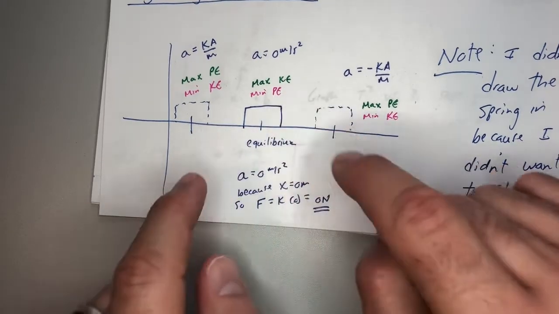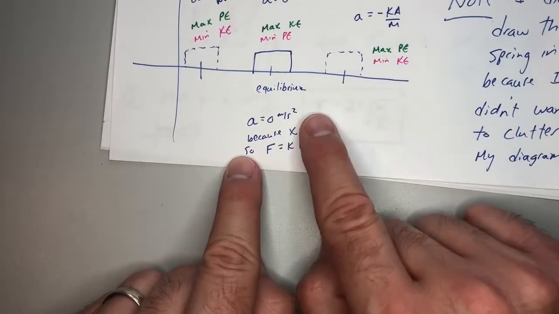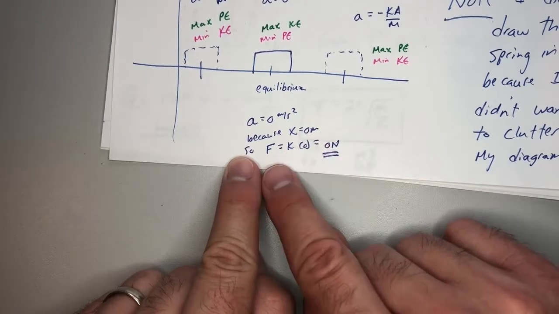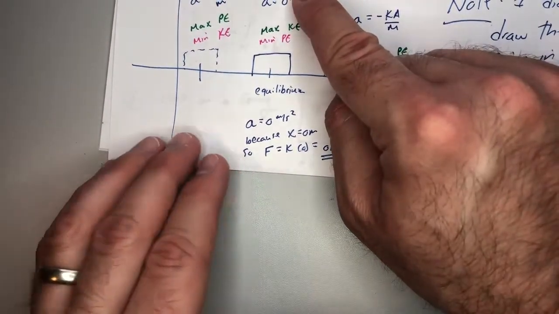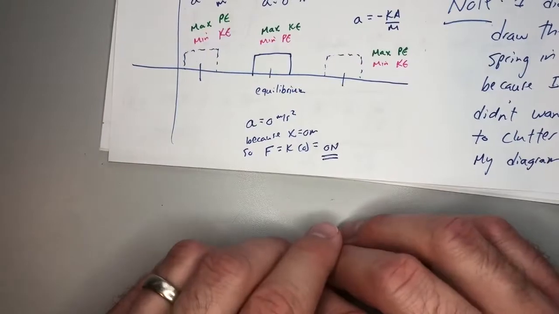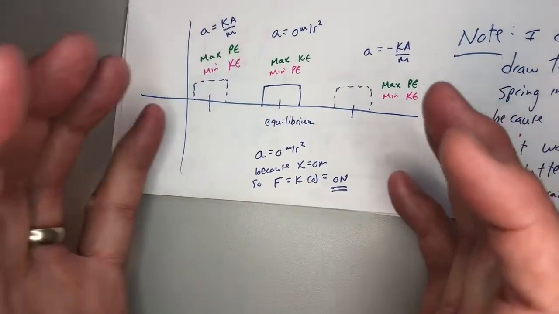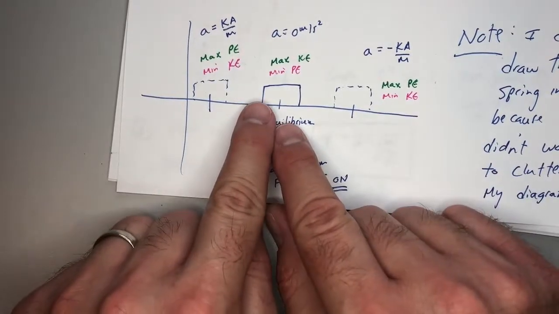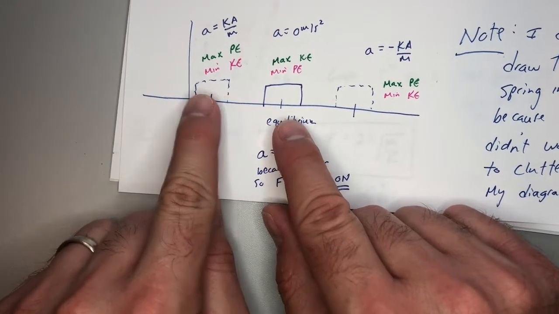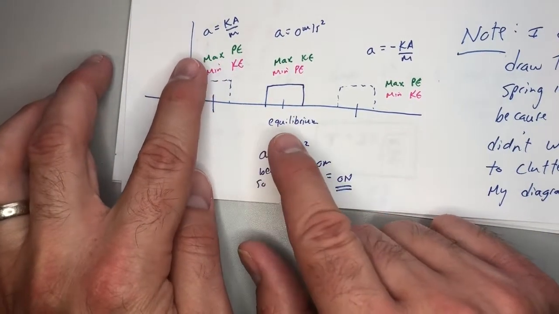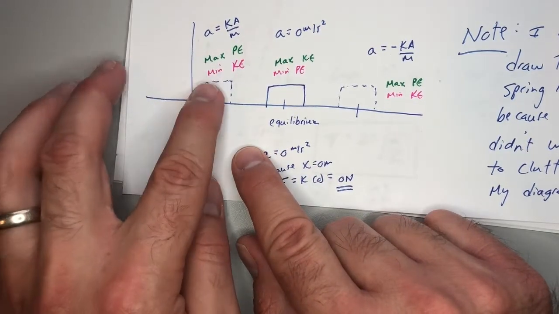All right, so I made a little note there. The a is 0 there because the x at that point is 0, and if you have no net force, you have no net acceleration. So your velocity is going to be what it's going to be, and we know it's maximum velocity right there. And then the spring starts compressing, right? So it starts slowing down, and at the very end when it's reached maximum compression, you have max PE and minimum kinetic energy.